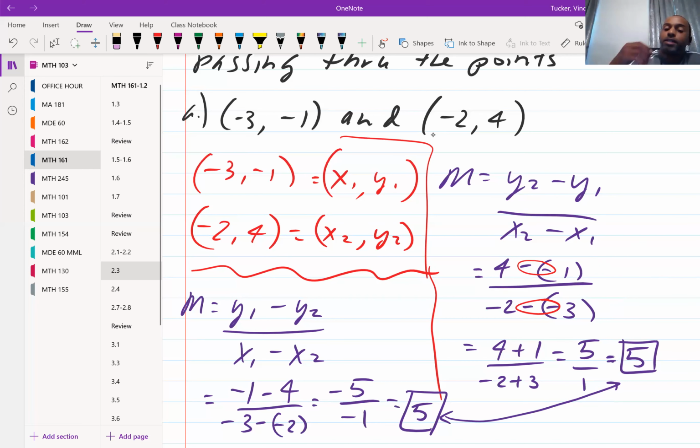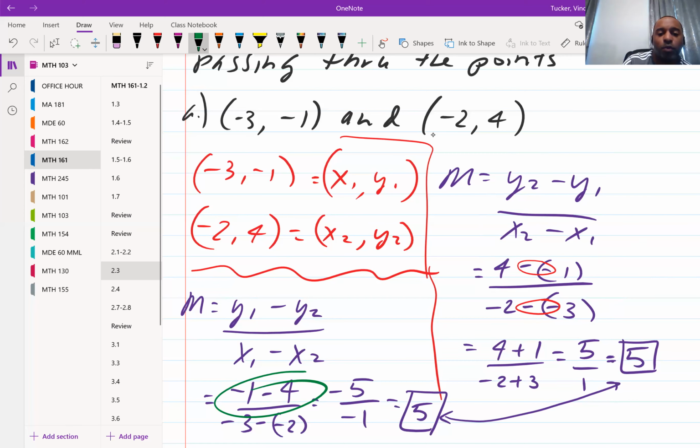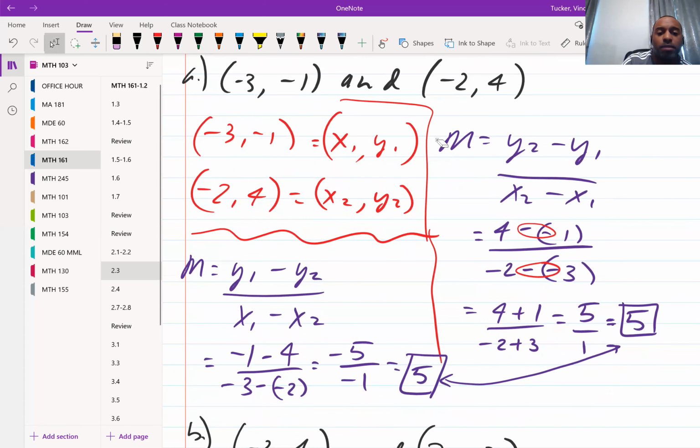Next one, same points, same process, except I decided to go ahead and switch. Remember I said that as long as you stay consistent. First one I did y2 minus y1, and the second one I'm going to do y1 minus y2, just to show you that you'll get the same result. So y1 is -1, y2 is 4, so that's -1 minus 4 on top. On bottom, we have x1 minus x2, that's -3 minus -2. If you were to do the calculation, that's -5 over -1, which is still 5. So once again, either way, you get the same result. You just have to be consistent in your substitution.